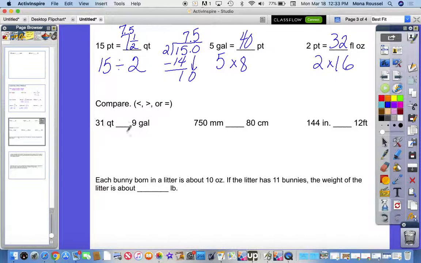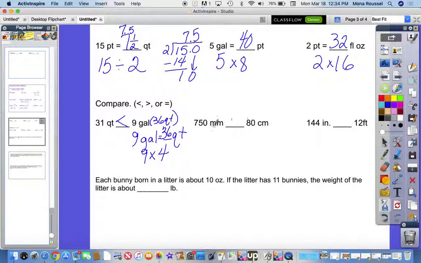Now when we get into these comparing problems, we either are going to convert the quarts into gallons or we're going to convert the gallons into quarts. If we take the 9 gallons and convert them into quarts, we're going from a larger unit of measure to a smaller unit of measure. Larger to smaller would mean to multiply. So we're going to multiply 9 times the number of quarts in a gallon, which is 4. 9 times 4 would give us 36. So we know these 9 gallons means the same thing as 36 quarts. So if we're comparing now, we're comparing 31 quarts to 36 quarts. And 31 quarts would be less than 36 quarts.